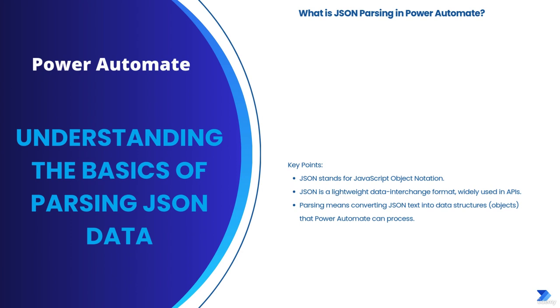Here's the problem. While JSON is human-readable, it's not directly usable in Power Automate in its raw form. Parsing JSON means converting this text-based data into something Power Automate can interact with, like object variables that store structured data. Once we've parsed the JSON, it becomes dynamic content that we can manipulate, use in conditions, or pass into other actions. Think of JSON parsing as translating a foreign language into one Power Automate can speak. Without parsing, the data would remain in a form we can't work with directly.